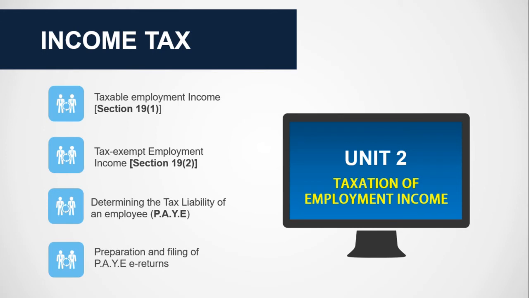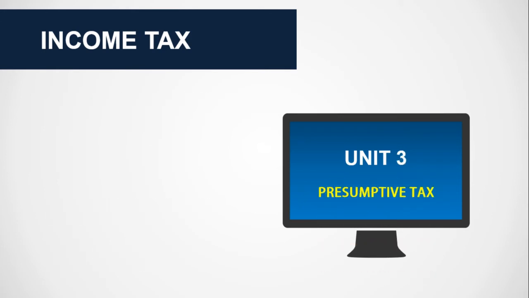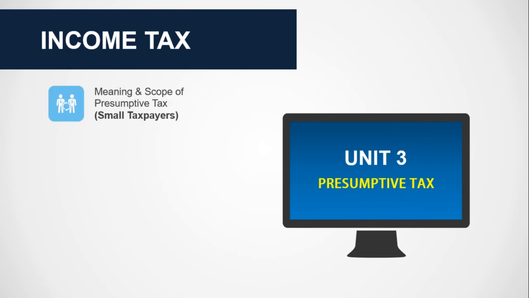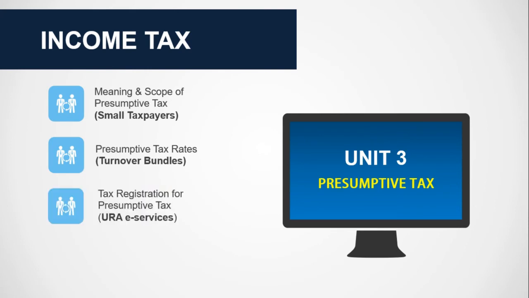Then we shall proceed to Unit 3. Under Unit 3, we shall cover the presumptive tax, and of course we shall look at the meaning and scope of presumptive tax. And those who know this, this is the tax for small taxpayers. We shall look at the presumptive tax rates, the turnover bands. We shall look at the tax registration for presumptive tax.